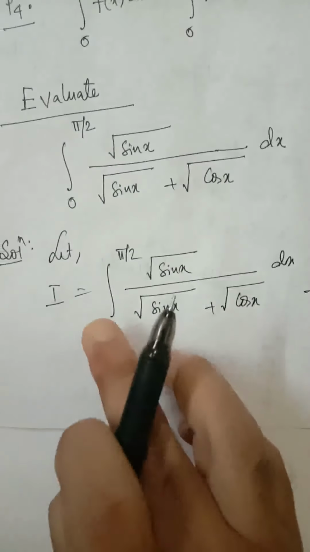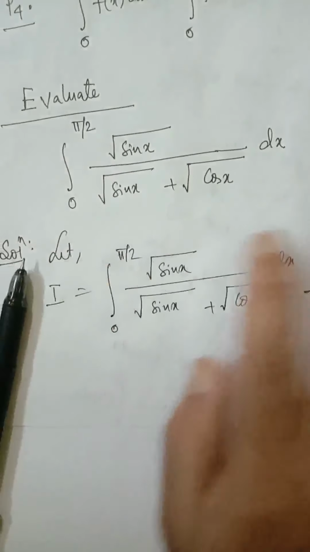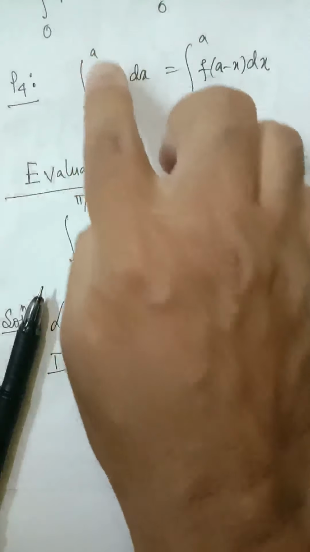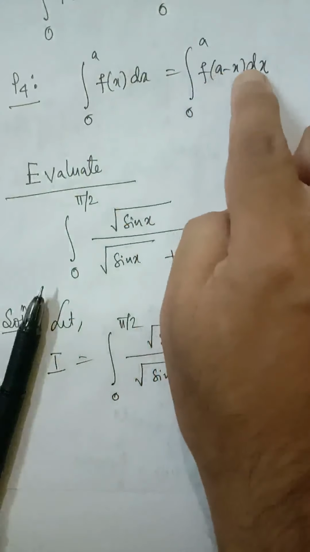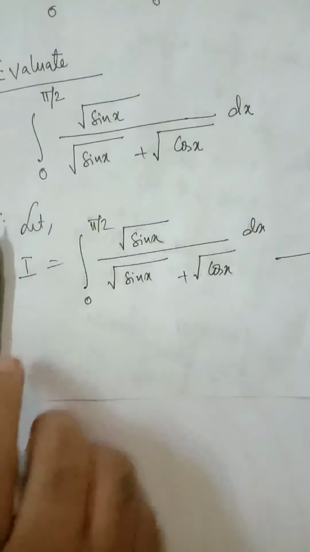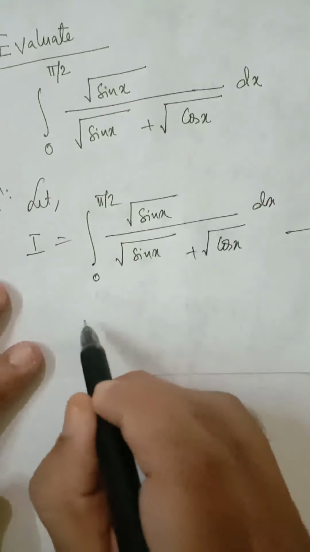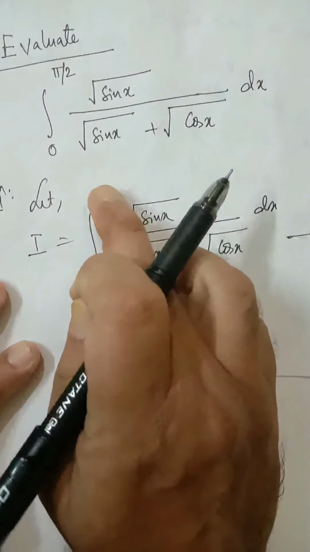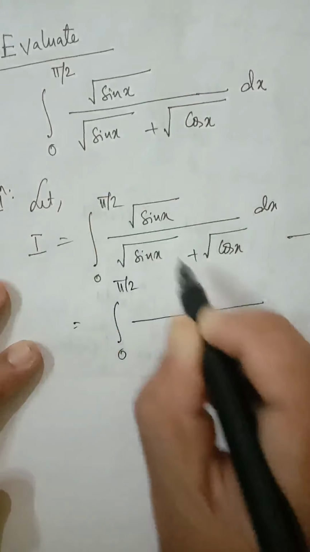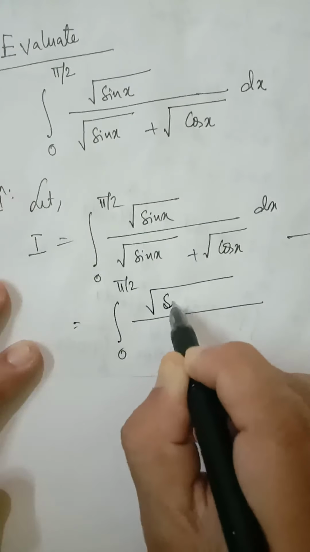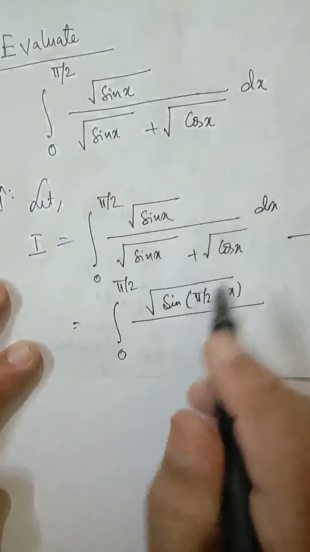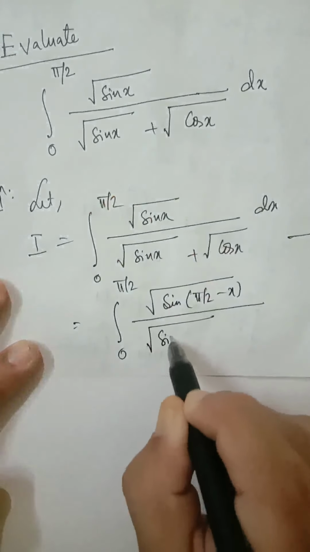Now this integral is of the form 0 to a f(x) dx. This is our f(x), and we know the integral from 0 to a of f(x) dx equals the integral from 0 to a of f of a minus x. That is, if we replace x by a minus x, here a is pi by 2. So if we replace x by pi by 2 minus x, the value of the integral will be unchanged.